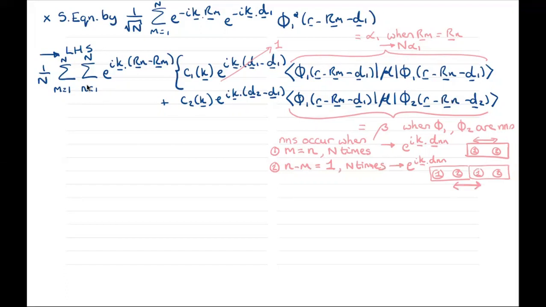The other combination that you might think will work but actually doesn't would be when m minus n is equal to 1. In that case, we would be looking at atom 1 here with atom 2 here, and these would not then be nearest neighbors. So these are really the only two cases where phi 1 and phi 2 are nearest neighbors.